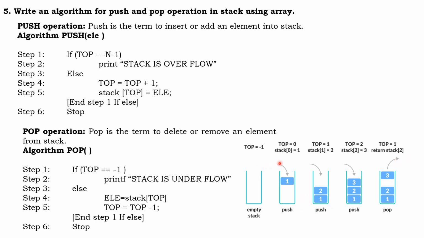See here, the first one was inserted, and the element 3 will be deleted first. After removing 3, then 2, then the 1 will be deleted. So the first inserted element will be deleted last, or last in first out. The last inserted element is 3. That element only will be deleted first.